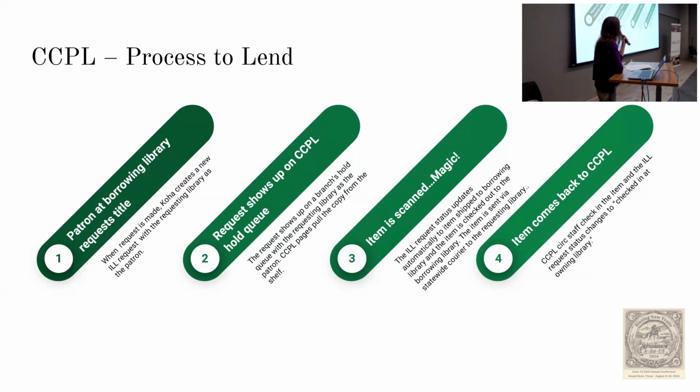We check it in and the status gets updated to ship to owning library, and it gets checked out to that institution's account at the same time. So that in transit to borrowing library step is also automated. Magic. And it goes all through the statewide courier. So when it comes back to us, we check it in and that status just gets changed to checked in at owning library.